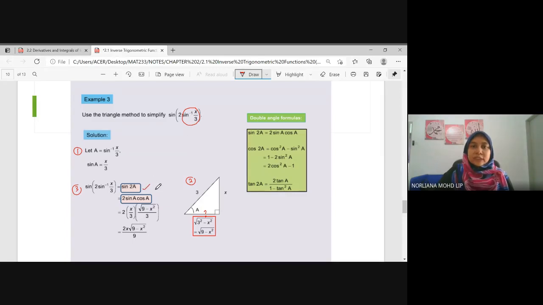Okay, so we apply the double angle formula kat sini. The fourth step, we apply the double angle formula. Sine 2A equal to 2 sine A cos A. We use the first formula lah. Then masukkan nilai. Equal to 2, sine A we get from this right angle triangle, x over hypotenuse, so x over 3. And then multiply with cos A, adjacent over hypotenuse. Adjacent kita dapat square root of 9 minus x square, over 3. And then we simplify this answer. We get this answer. Tak boleh simplify kan?